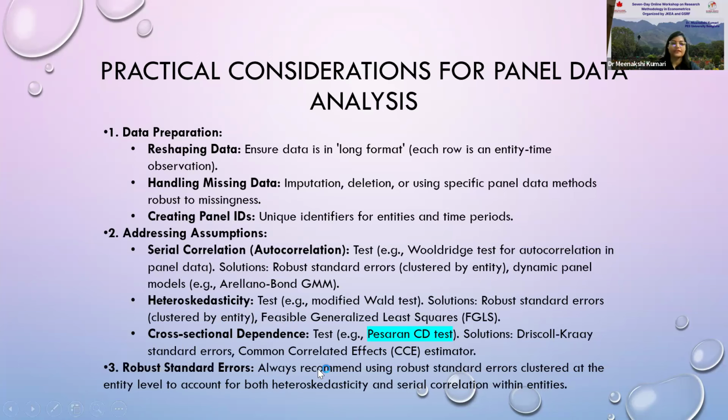For robust standard errors, we always recommend using them. If you're running the regression, use RE, robust. What robust does, it uses robust standard errors that cluster at the entity level and account for both heteroscedasticity and serial correlation within entities. So when you're running the RE or FE, use robust also, that covers the standard errors also, right?